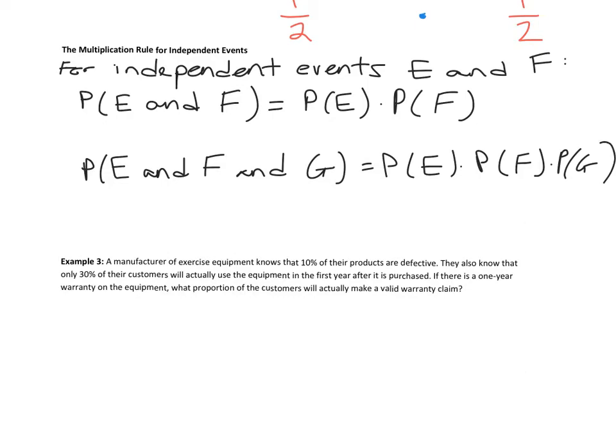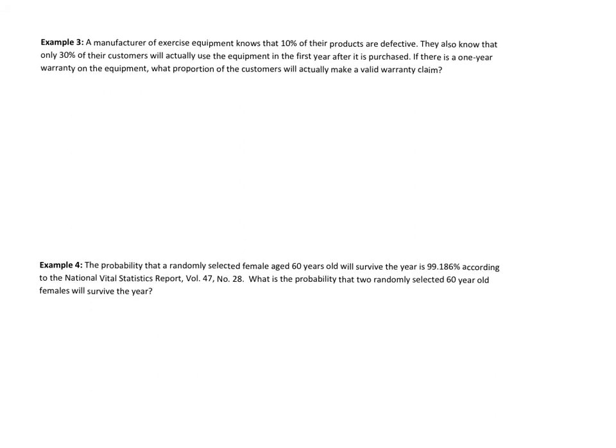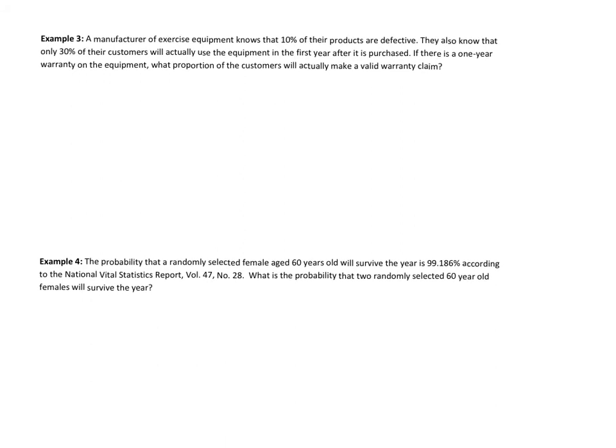All right, so let's look at an example. A manufacturer of exercise equipment knows that 10% of their products are defective. They also know that only 30% of their customers will actually use the equipment in the first year after it's purchased. If there is a 1-year warranty on the equipment, what proportion of customers will actually make a valid warranty claim? Okay, so I'm just going to break down what it means to be a valid warranty claim.